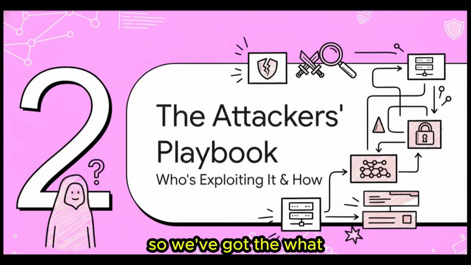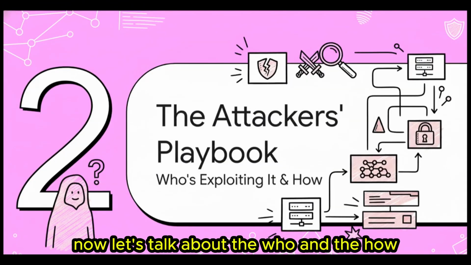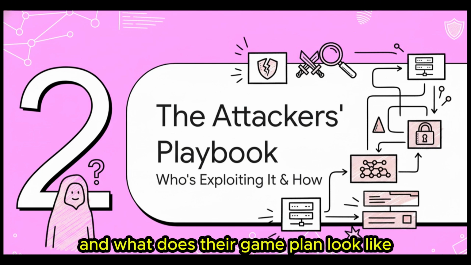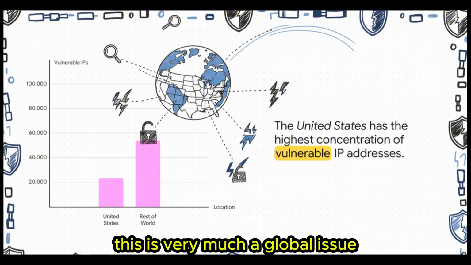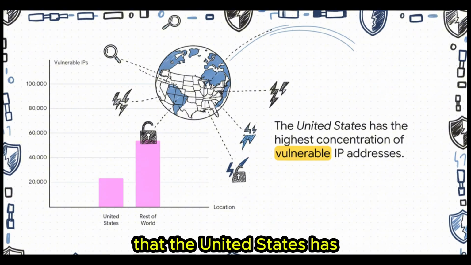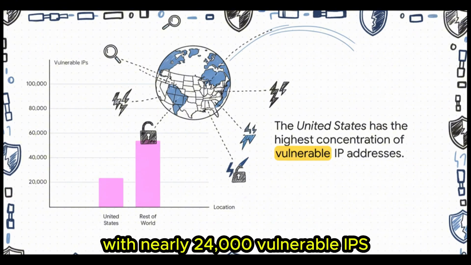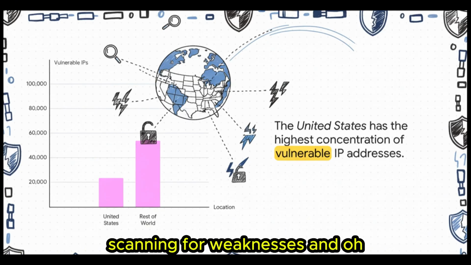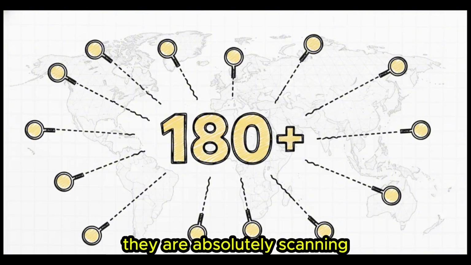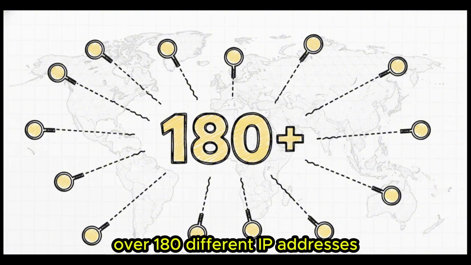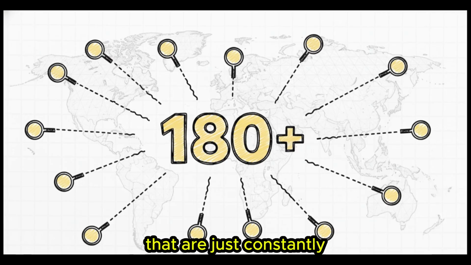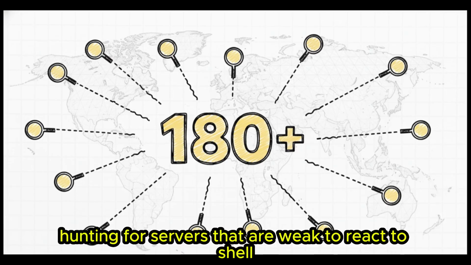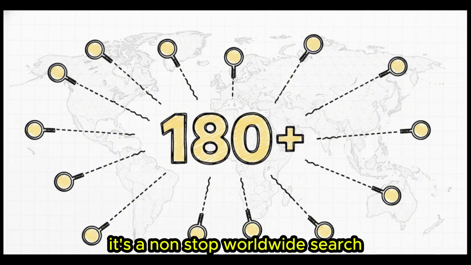Okay, so we've got the what. Now let's talk about the who and the how. Who are the people, the groups, actually using this flaw, and what does their game plan look like? This is very much a global issue, but you can see from this chart that the United States has the biggest bullseye on its back, with nearly 24,000 vulnerable IPs. That makes it a top-tier target for anyone out there scanning for weaknesses. And oh, they are absolutely scanning. Security teams have spotted over 180 different IP addresses that are just constantly, automatically probing the entire internet, like a fleet of robots hunting for servers that are weak to React2Shell. It's a non-stop, worldwide search.